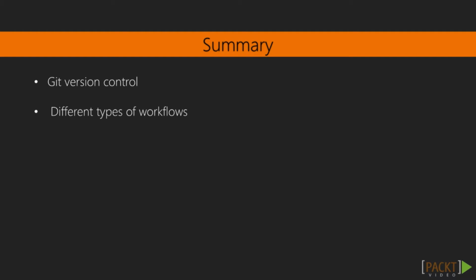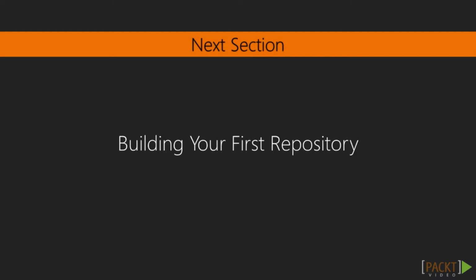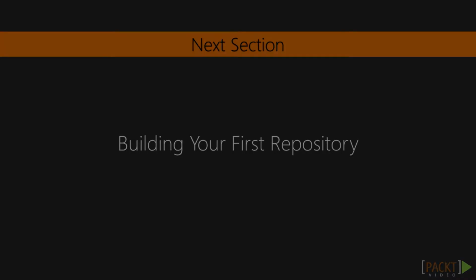So far, we've seen what Git version control is and the different types of workflows available to us in Git. That completes our first section for this course. Now that we have a grasp on the fundamental concepts, we're ready to start getting our hands dirty in our next section where we'll initialize our first Git repository.